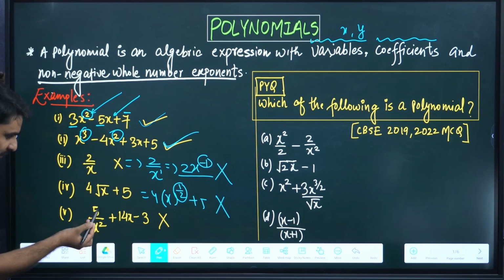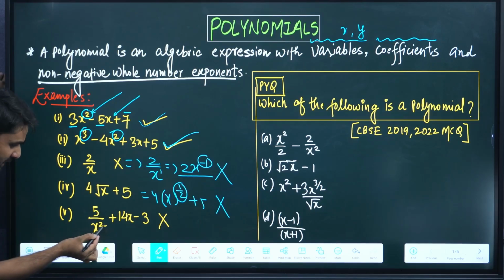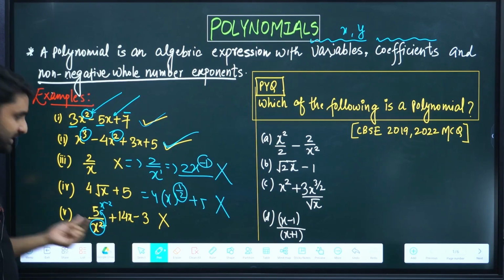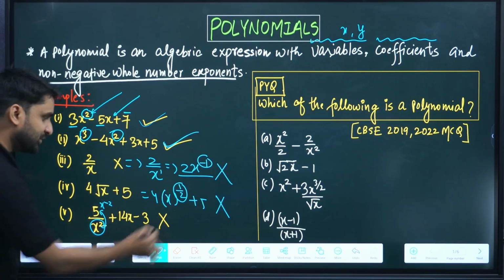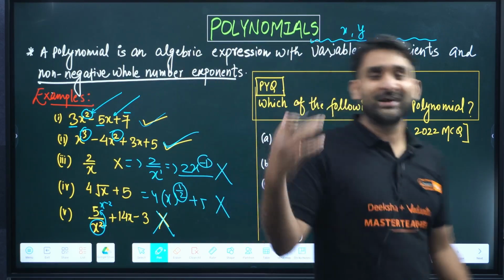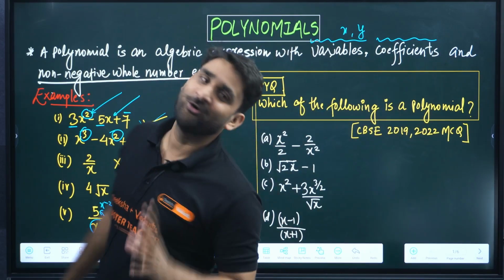Now if we talk about 5 by x to the power 2, here is x to the power 2. If we bring x to the numerator, the power will become minus 2, and if x to the power minus 2 is there, this will not be a polynomial. So for a polynomial, the exponents must be non-negative whole numbers, right?